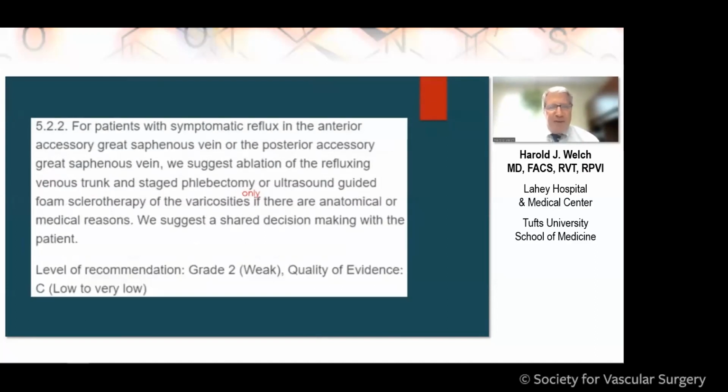And likewise, for patients with symptomatic reflux in the anterior accessory or posterior accessory saphenous vein, we suggest ablation of the refluxing venous trunk and staged phlebectomy or ultrasound-guided foam sclerotherapy of the varicosities, again, only if there are anatomical or medical reasons. We suggest shared decision-making with the patient.